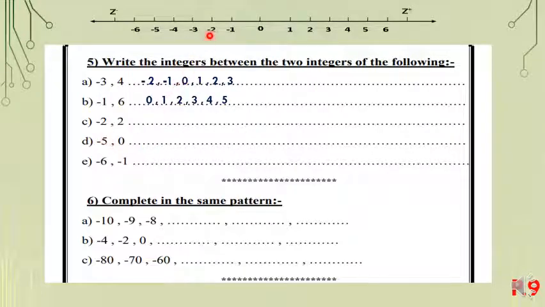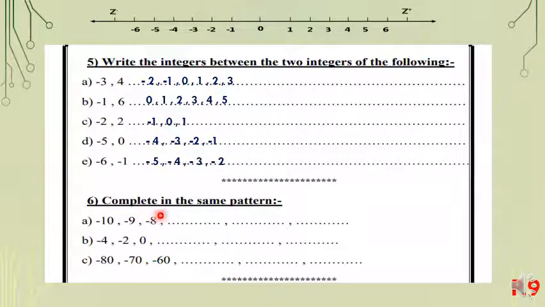Letter C, negative 2 and 2. What do we have between negative 2 and 2? Negative 1, 0, 1. D, negative 5 and 0. Here is negative 5, here is 0. What are the integers between negative 5 and 0? We have negative 4, negative 3, negative 2, negative 1. Letter E, negative 6 and negative 1. Here is negative 6, here we have negative 1. What are the integers between them? We have negative 5, negative 4, negative 3, negative 2.